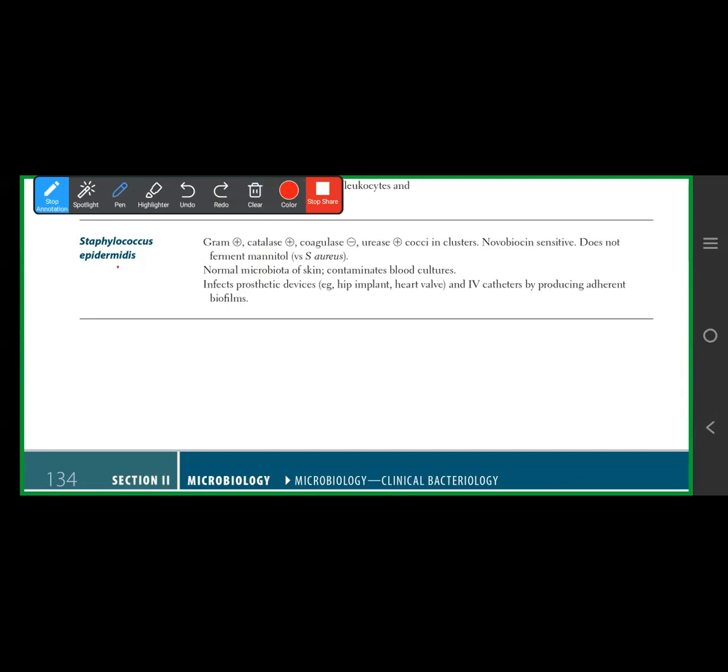So this actually has a capacity to produce adherent biofilm. This adherent biofilm production is going to infect all the prosthetic devices. Those prosthetic devices are your hip implant, your heart valve, your IV catheters, all of these. Now, the most common cause of endocarditis in a patient with an artificial valve: they have an implant or a valve, and they're having endocarditis. Then you have to think about Staphylococcus epidermidis. The bacteria is Staphylococcus epidermidis.